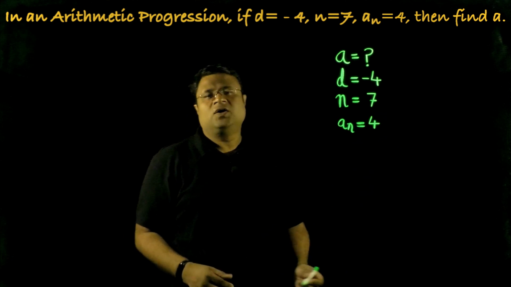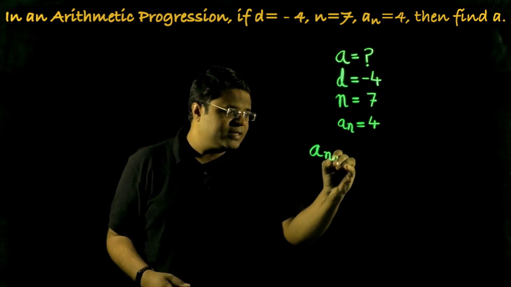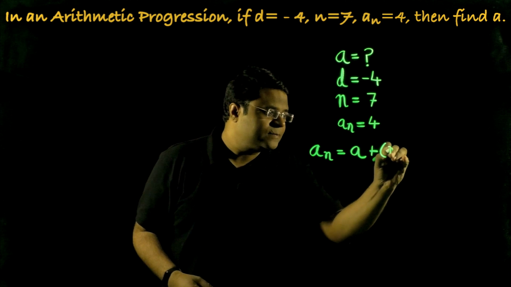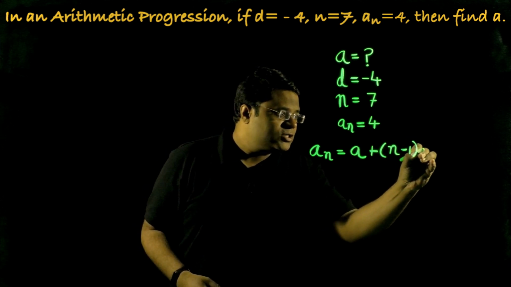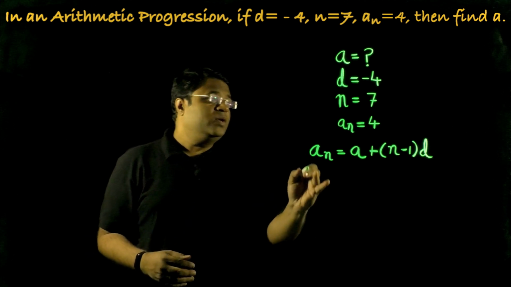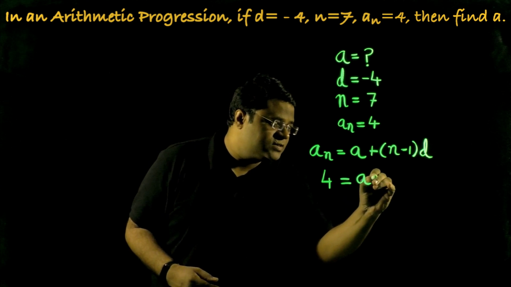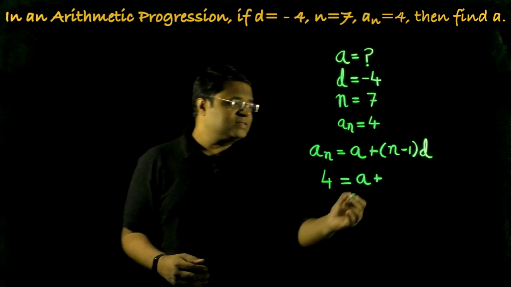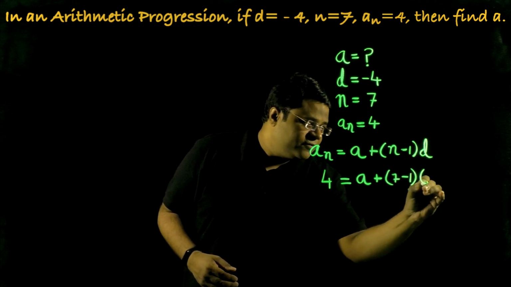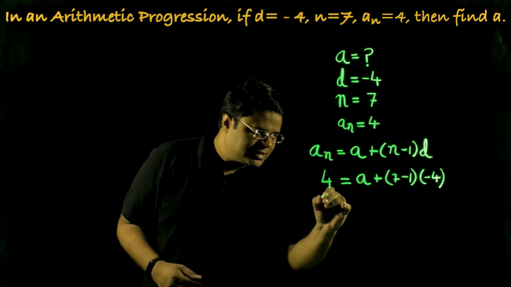So let's use the simple formula, that is the nth term is equal to the first term plus n minus 1 d. Now we know the nth term, which is 4. I am not aware of the first term, but I know there are 7 terms and the difference is -4.